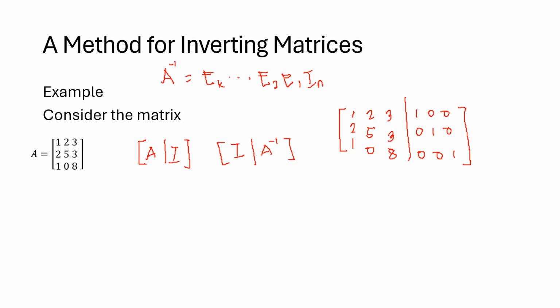Okay, now in this case, we have to multiply -2 to the first row, then add it to the second row. And you have -1 times the first row to the third. Again, you have -2 times the first row, then add it to the second, and you have -1 times the first row, then add it to the third row.